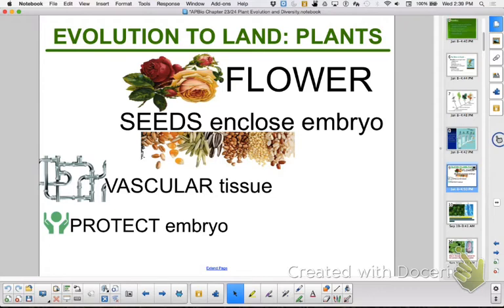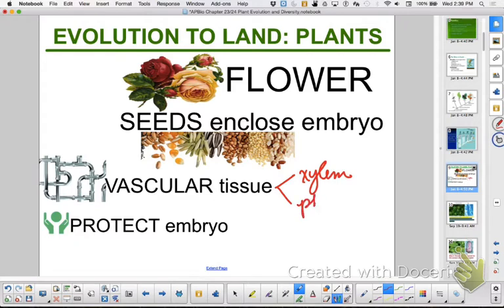Then some gain the ability to have vascular tissue. Could they still protect their embryo? Yes, this is an add-on, okay? As we're moving, this is a derived trait, having vascular tissue. What are the two types of vascular tissue? Xylem and phloem. Which one is alive? Yeah, phloem is alive.